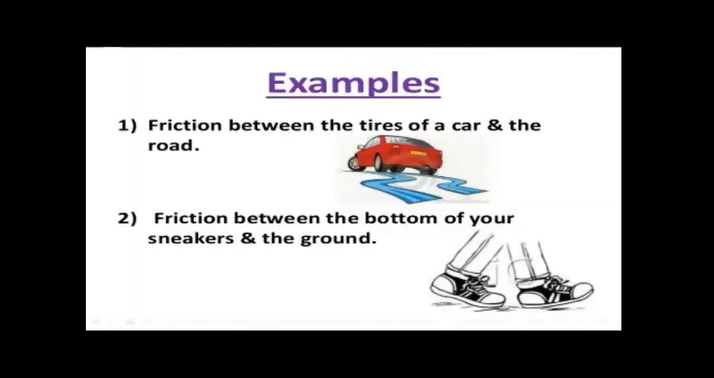Okay, so there are examples. Friction between the tires of a car and the road. This is an example of friction. And the second example, friction between the bottom of your sneakers and the ground. Do you know that the friction between our shoes and the floor stops us from slipping? Friction between the tire and the road stops the car from skidding. So this is about friction. Have you got it, beta? So, next, gravity.